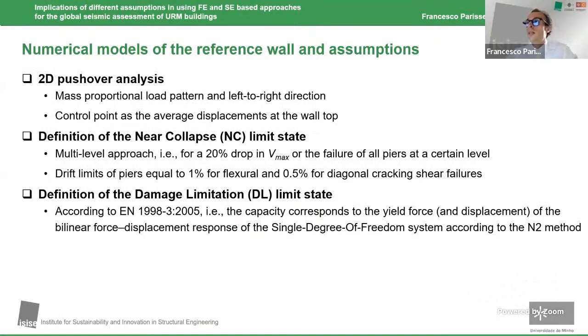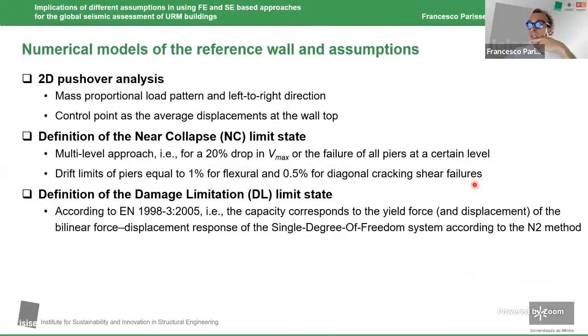Moving to the assumptions on the analysis method and the definition of the two limit states, we performed the 2D pushover analysis with a mass-proportional load pattern and just left to right direction, for the symmetric pattern of the wall. The control point is the average of the top displacement of the wall, and it's very important to say that the near collapse limit state was defined according to a multi-level approach. So we can have failure after either a 20% drop in the maximum base shear or the failure of all piers at a certain level.